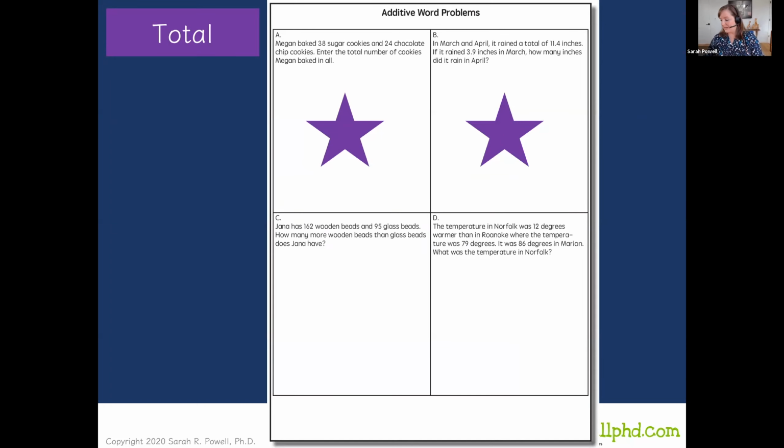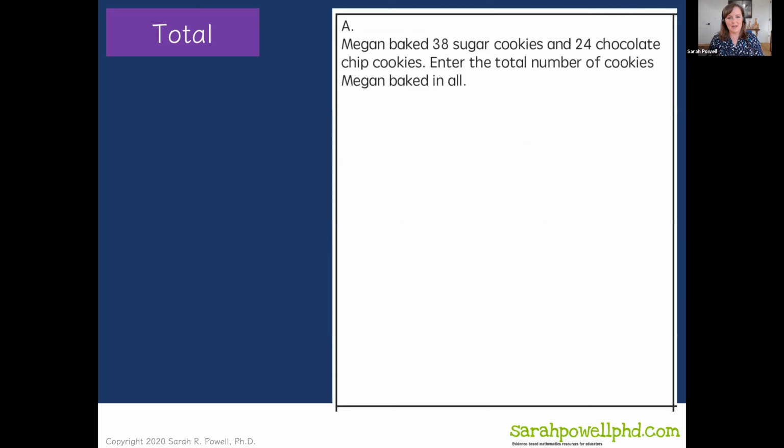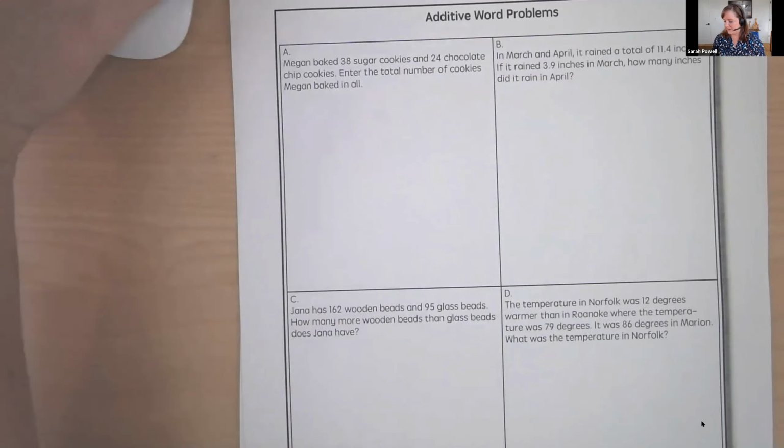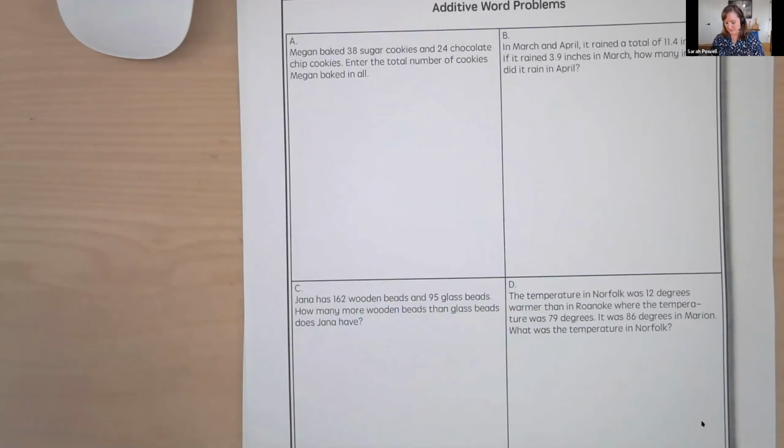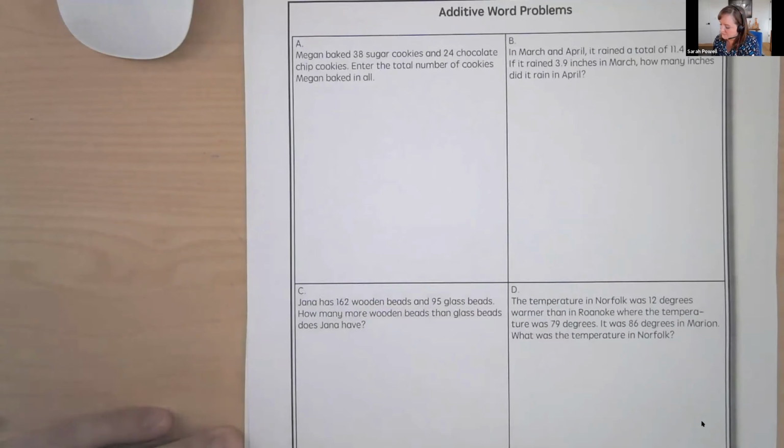I'll go ahead and tell you, to make it a little bit easy, that problems A and B on your handouts packet are both total problems. We'll solve problem A all together, and then I will ask you to work on B independently to give you a little bit of practice with that. So we're going to look at problem A here. This is about Megan baking some sugar cookies and chocolate chip cookies. So I'll make myself hungry this early in the morning. And I'm going to solve this problem right here on my document camera so you can see how we would teach students to solve this problem.